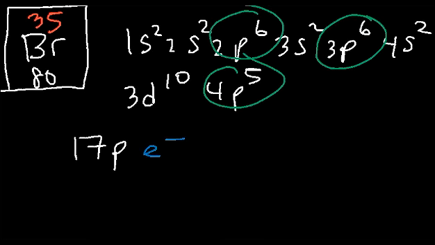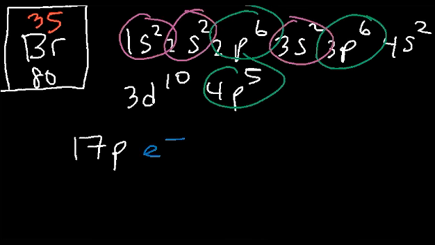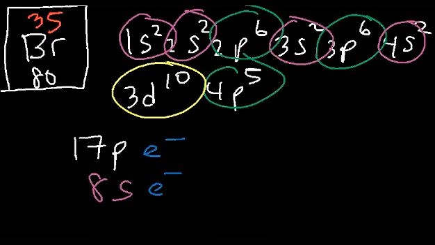Now, how many s electrons does bromine have? You can see it's 2, 4, 6, 8. So bromine has 8 s electrons. And it also has 10 d electrons. So that's how you can count the different types of electrons in a particular element.